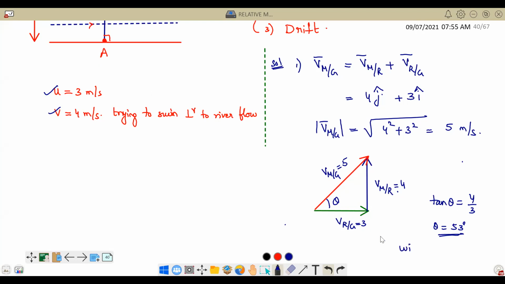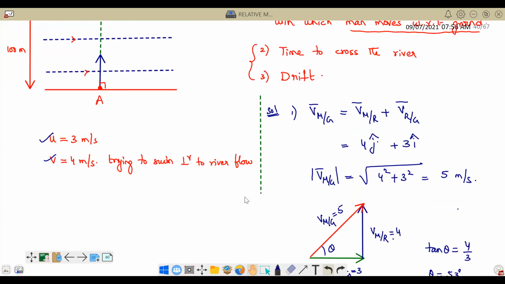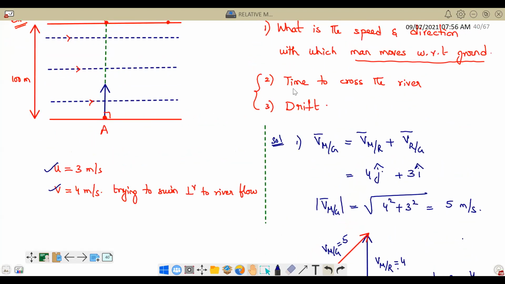With the river flow. Are you able to understand that? Now, is it clear? Now let us calculate the second one: time taken to cross the river. Is it clear? Time taken to cross the river. Now, how can you do it?